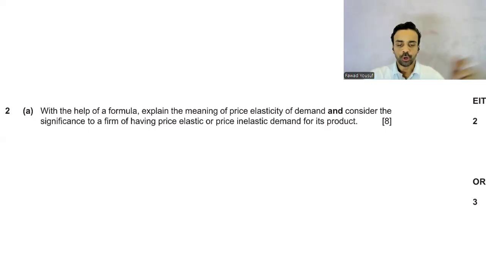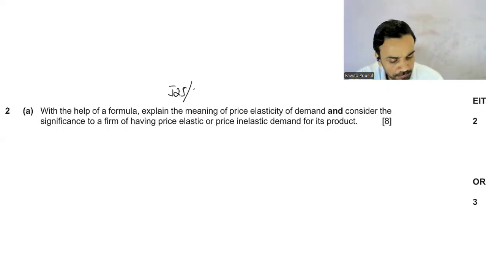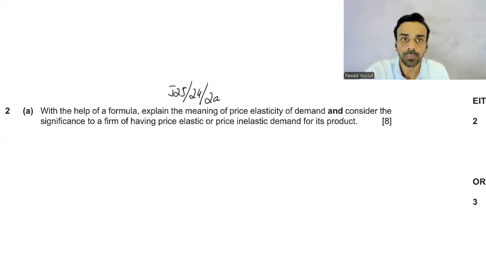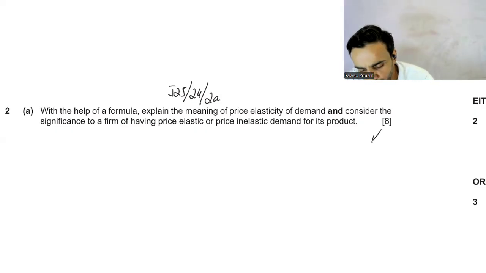Okay. So remember, for an eight marker, you have to break down. This is June 25, variant 24, question 2A. It says, with the help of a formula, explain the meaning of price elasticity of demand and consider the significance to a firm of having price elastic or price inelastic demand for its product. Okay, this is a simpler one.